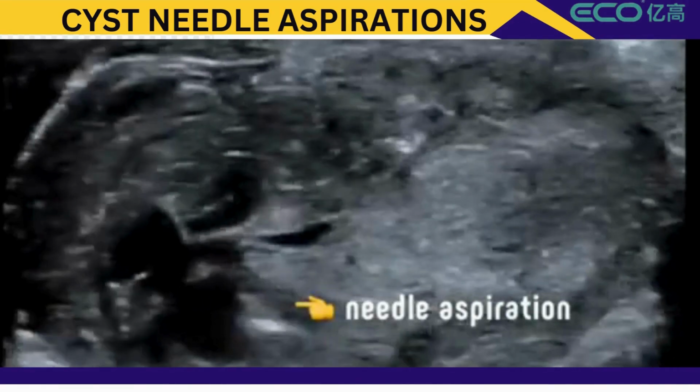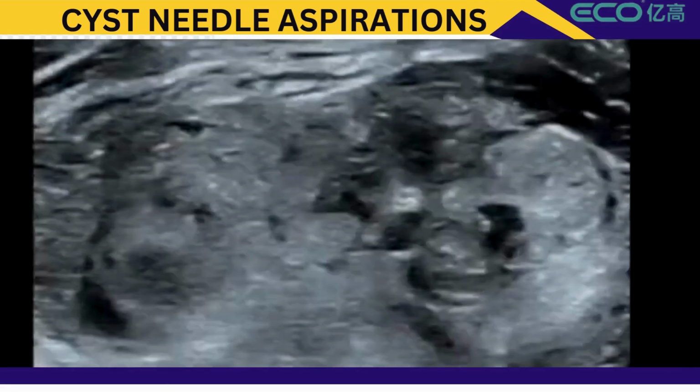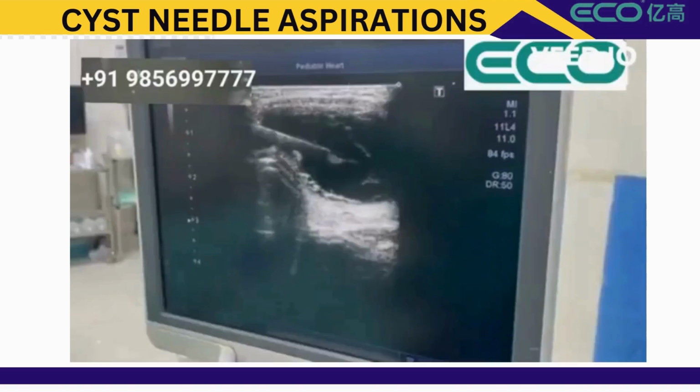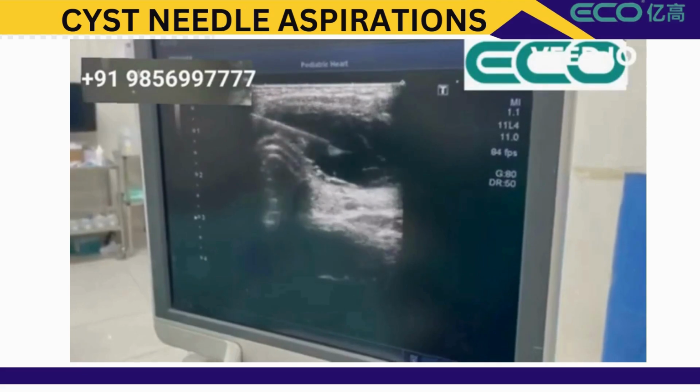Now you see that there is some cyst here. This cyst we are aspirating. You see the aspiration, where we use an 18 gauge spinal needle, 18 gauge.